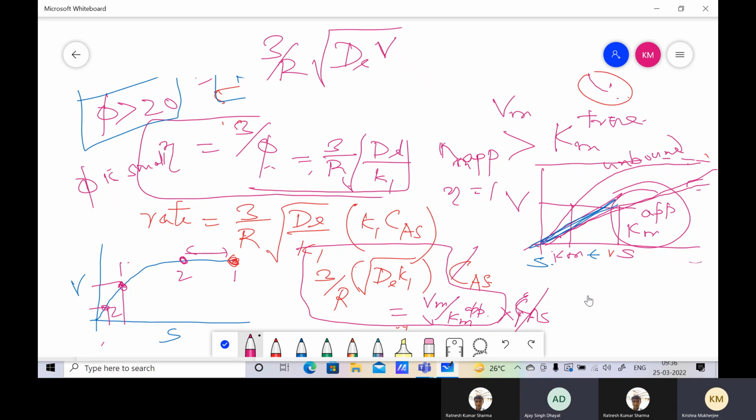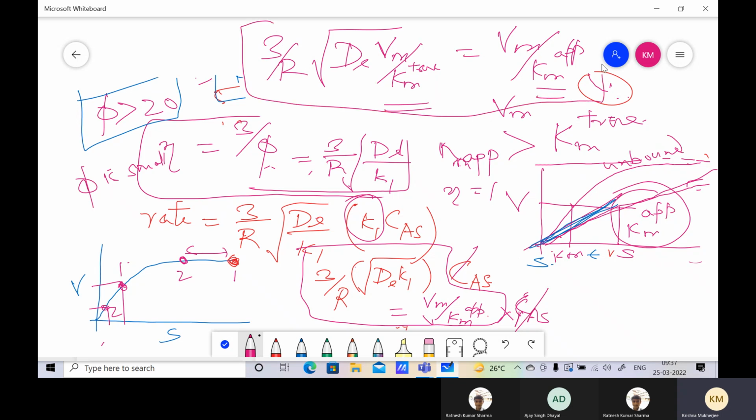Can you hear me? We can hear you. Okay, so 3 by R root DE, and what is K1? K1 is V max upon Km, true at low concentrations, isn't it? And this is equal to what? This is equal to V max upon Km apparent. So notice that the change from Km true to Km apparent is what is going to help you determine the parameters DE and V max and DE if you know your radius.